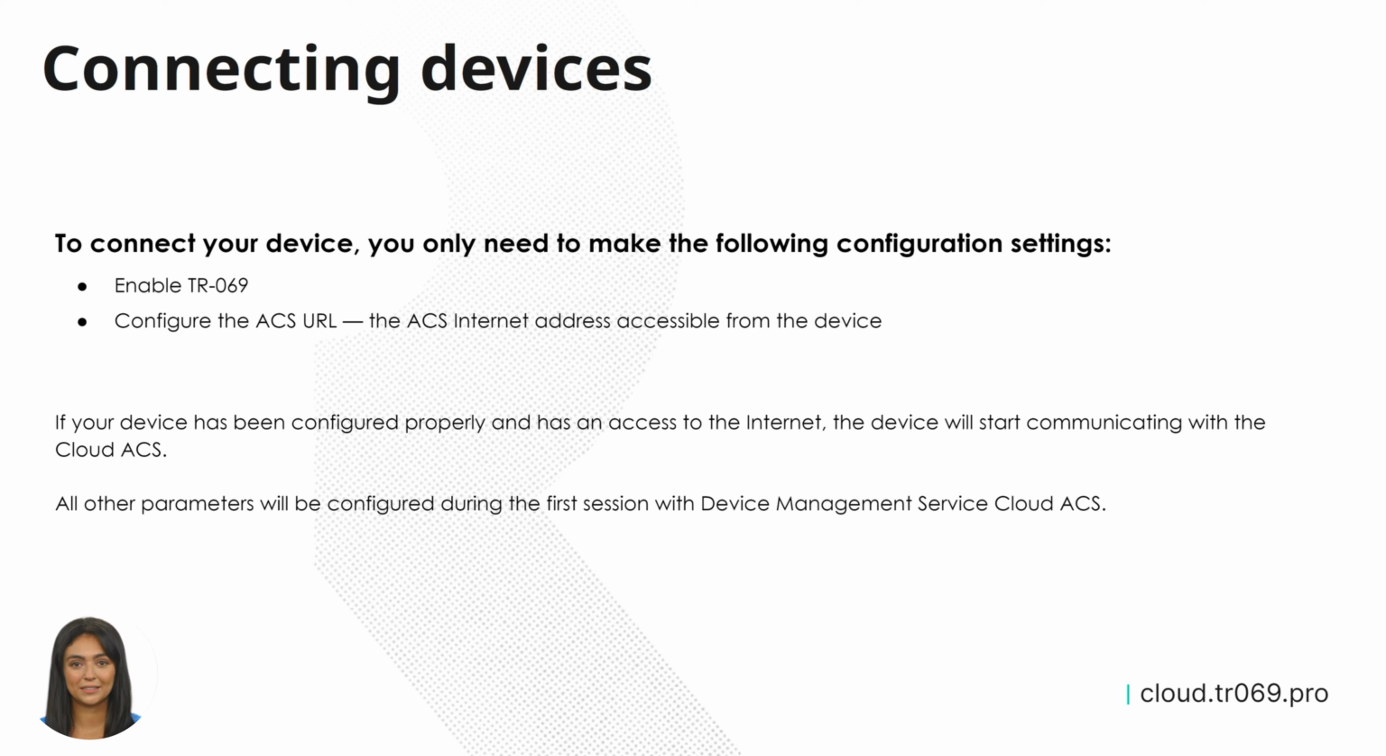To connect your device, you only need to make the following configuration settings. Enable TR-069. Configure the ACS URL, the ACS Internet address accessible from the device. If your device has been configured properly and has access to the Internet, the device will start communicating with the Cloud ACS. All other parameters will be configured during the first session with Device Management Service Cloud ACS.